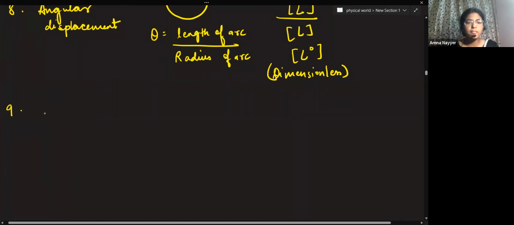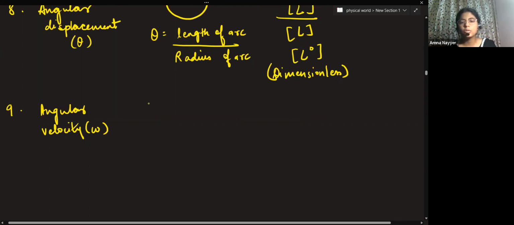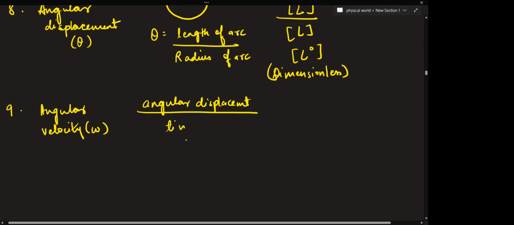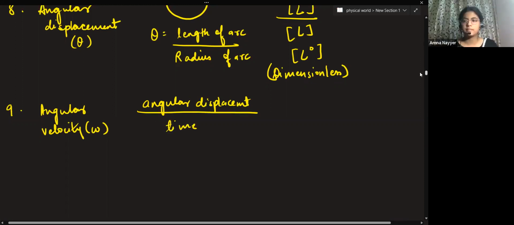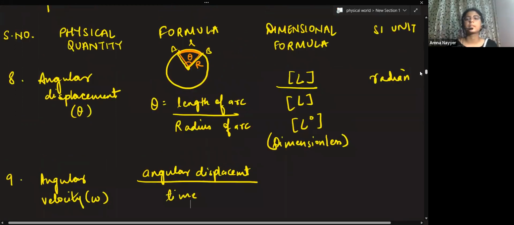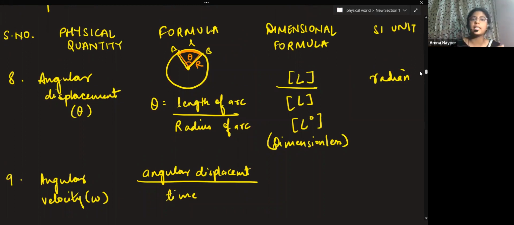Angular displacement I have done. You have this kind of table in your NCERT as well. So angular velocity is represented by the symbol that looks like W, we call it omega. So the formula is angular displacement divided by time. Both of you just text me quickly what will be the dimension of it and the SI unit.